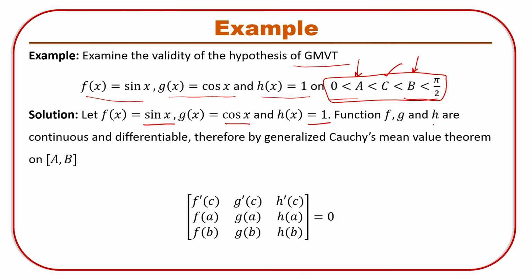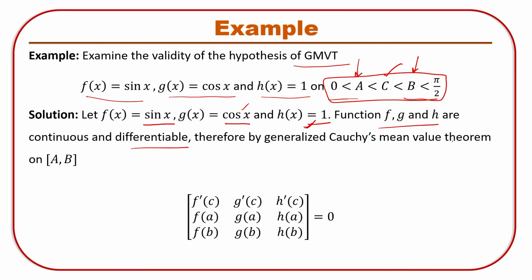So, functions f, g, h are continuous and differentiable. Sin x is continuous in the closed interval 0 to pi by 2. It is differentiable in the open interval 0 to pi by 2. g(x) is also a continuous function. Cos x is continuous in the closed interval 0 to pi by 2. It is differentiable in the open interval 0 to pi by 2. And h is a constant function, which is continuous as well as differentiable in the open interval or closed interval, right? So, functions f, g, h are continuous and differentiable.